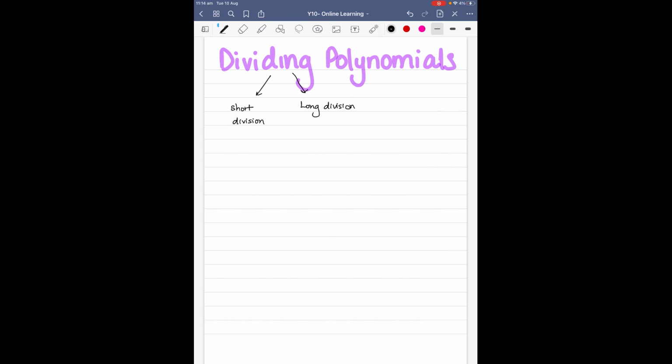Now, I'm pretty sure many of you guys love to use short division. However, with dividing polynomials, you will be mastering the concept of long division. Some of you guys might not have even encountered long division, so let's go through that. Let's give an example of short division first.